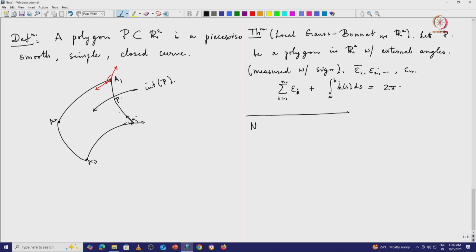So in the next class, I want to talk about the local Gauss-Bonnet on curved surfaces. So instead of R2, which is of course this flat plane, I want to consider the local Gauss-Bonnet on curved surfaces.